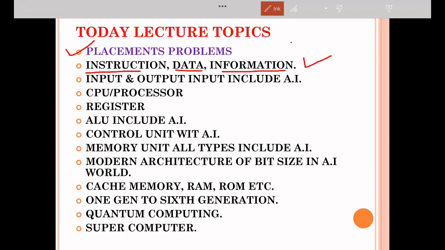What is the actual definition? Second, what is the input output? What is CPU and processor? What is the register? What is the ALU, including control units and memory units, all types of memory. We will discuss the modern architecture, the cache memory, and we will discuss from first to sixth generation as well as quantum computing and supercomputer.